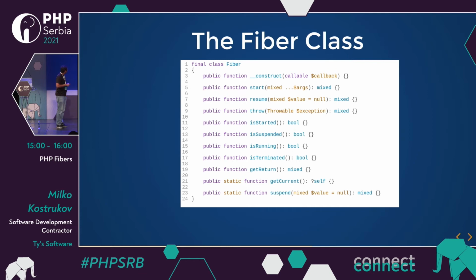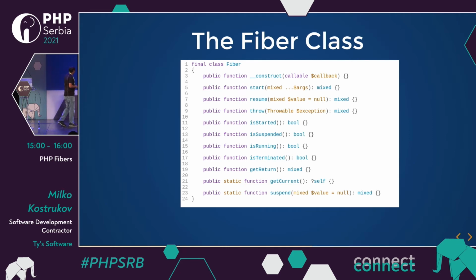The start method returns a value, more on that later. We can resume when the fiber is suspended, a little bit more about the suspension a bit later. We can resume with a value, so this is how we inject stuff into our callback. We can also check: is started, is suspended, is running, is terminated, and they're pretty much self-explanatory. And get return will return whatever our callback returned when it ended.